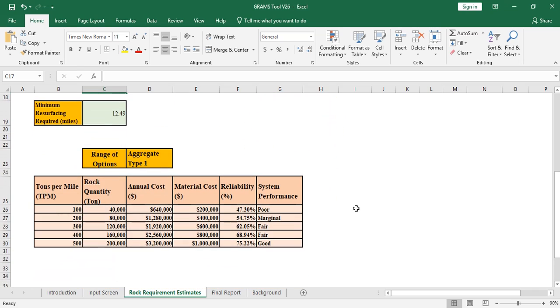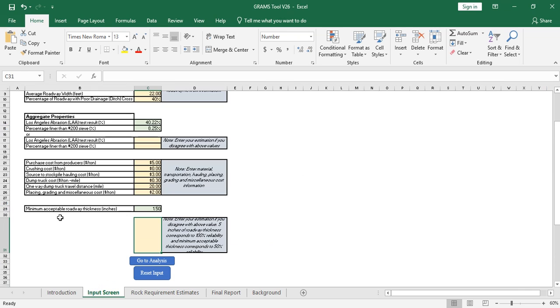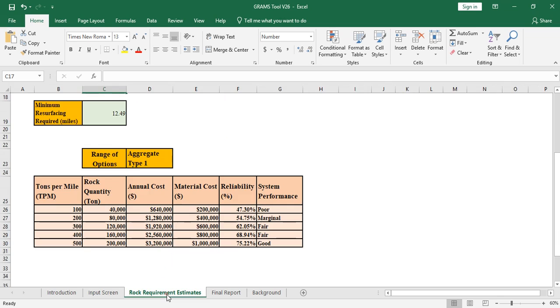We can see the minimum resurfacing required is about 12.5 miles. What does this mean? If we go back to the previous screen, we specified a minimum acceptable roadway thickness of 1.5 inches. This 12.49 miles means after 1 year, approximately this many miles of the roadway network will have less than the 1.5 inches of thickness that we specified in the previous tab.